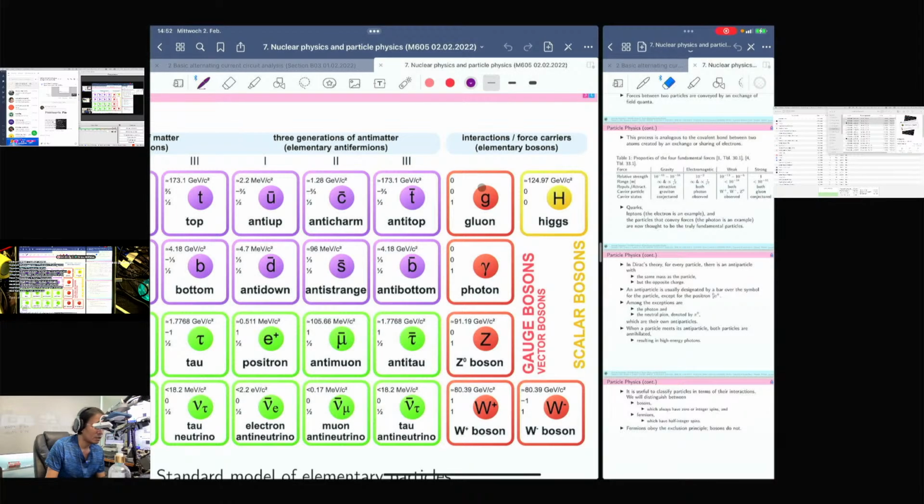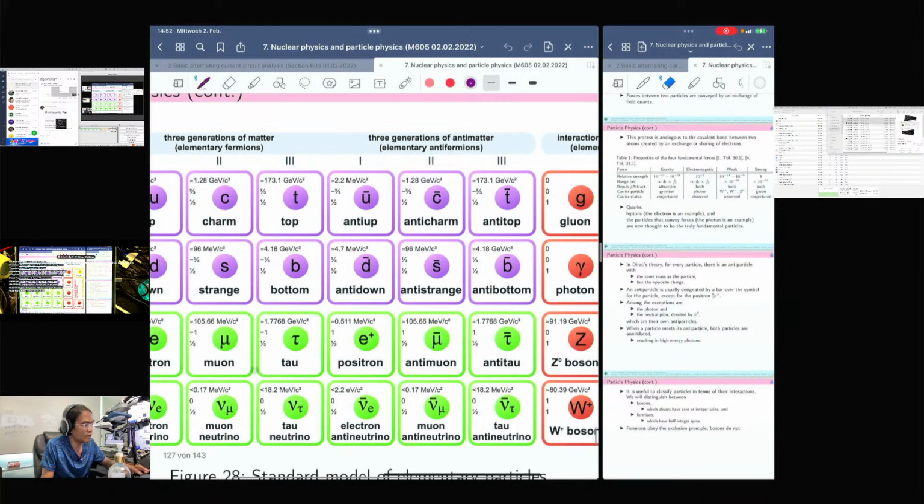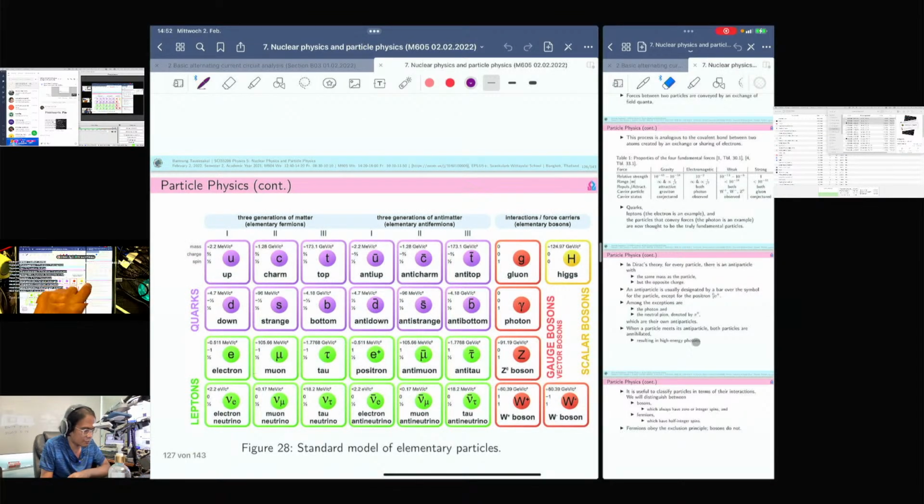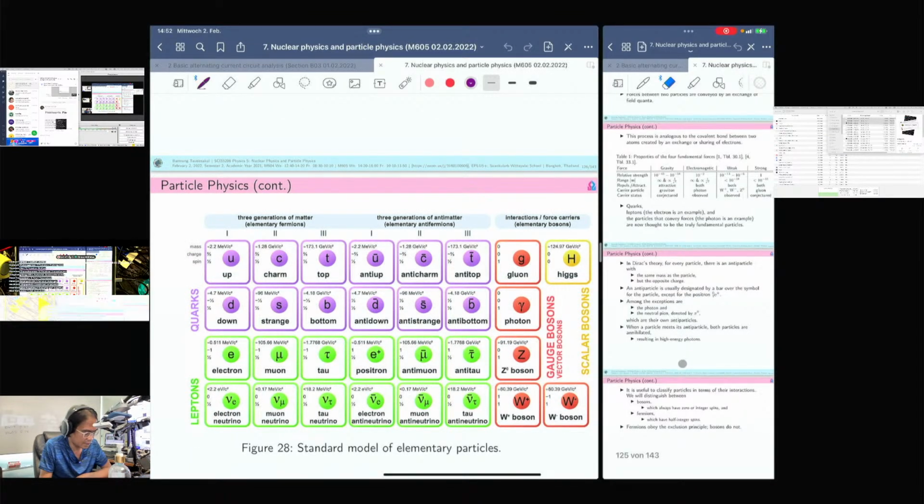All right, these 6 particles are the carrier particles to combine all those quarks or even the leptons. All right, this is the standard model you may have already seen, right?